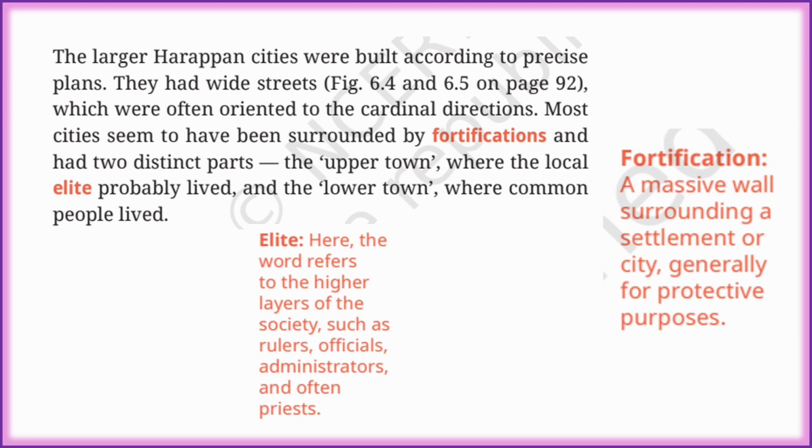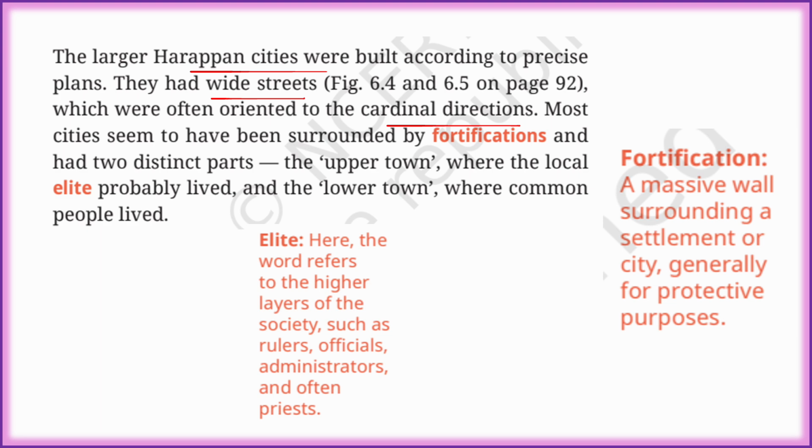The larger Harappan cities were built according to precise plans. The big Harappan cities were built very carefully and neatly using proper planning. They had wide streets, which were often oriented to the cardinal directions.